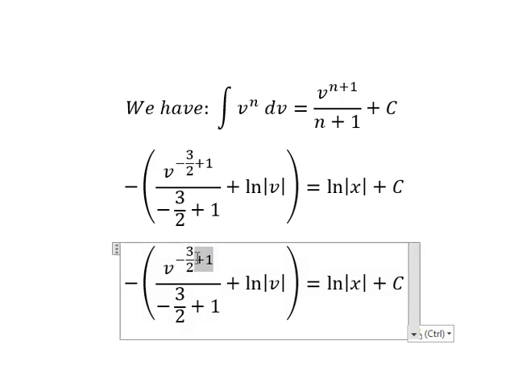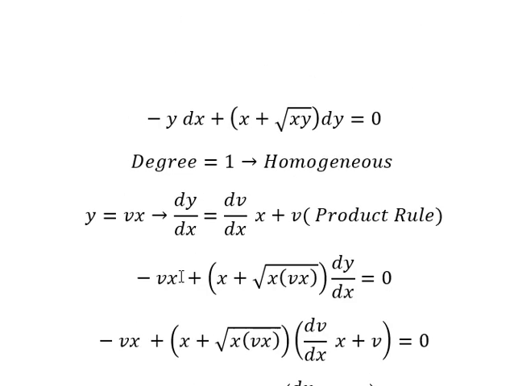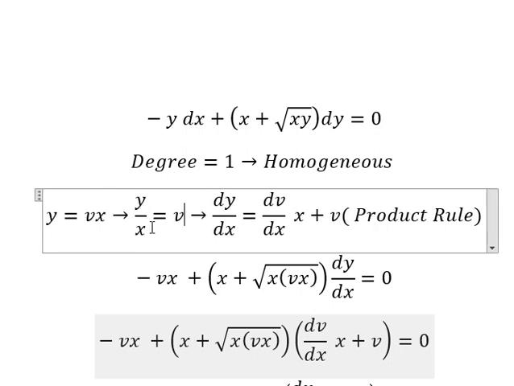This one we have negative 1 over 2. This one we have negative 1 over 2. About v, that is about this one. So we divide both sides by s. And now we need to change v into this one.